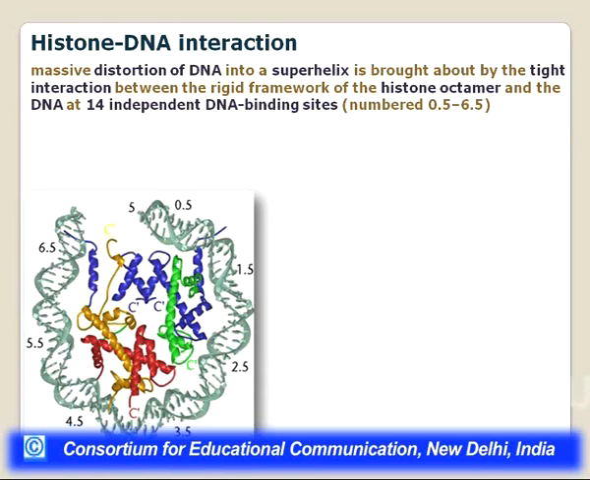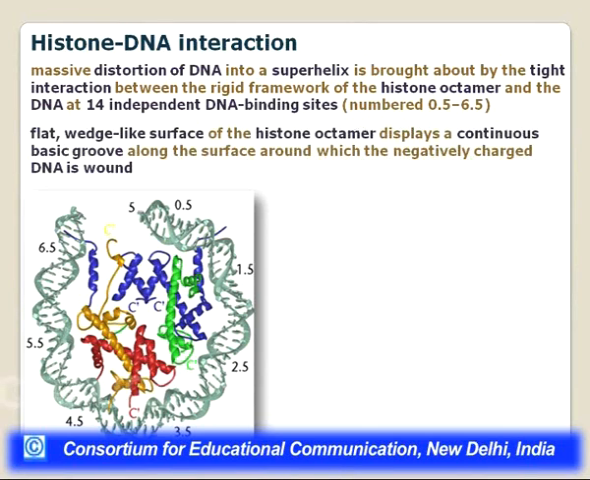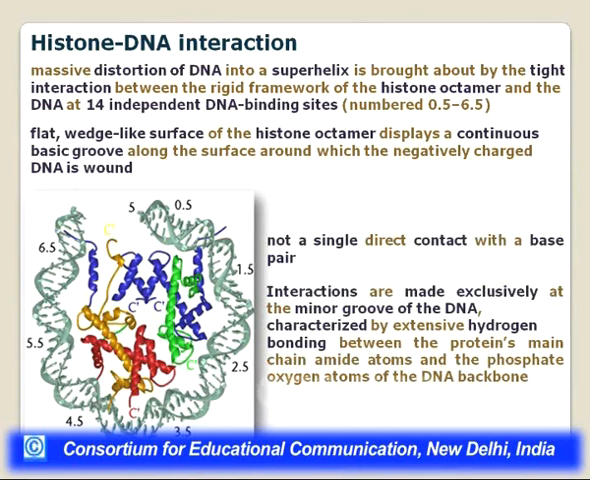The massive distortion of DNA into a superhelix is brought about by the tight interaction between the rigid framework of the histone octamer and the DNA at 14 independent DNA binding sites. So, there are 14 independent binding sites on the DNA by which it interacts with the nucleosome core particle, like it is shown in the picture. The flat wedge-like surface of the histone octamer displays a continuous basic groove along the surface around which the negatively charged DNA is wound. Not a single direct contact with the base pair.